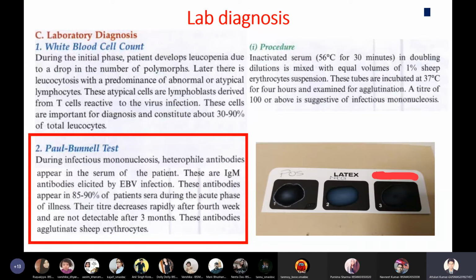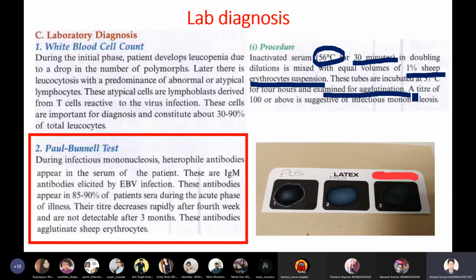So what is the procedure of the Paul-Bunnell test? We take the serum of the patient, then inactivate the serum by heating it at 56 degrees centigrade for half an hour. After half an hour, we dilute this serum sample and add 1% sheep erythrocyte suspension. These tubes are incubated at 37 degrees, or room temperature, for 4 hours. After 4 hours, we examine for agglutination. An agglutination titer above 100 indicates positive for infectious mononucleosis.